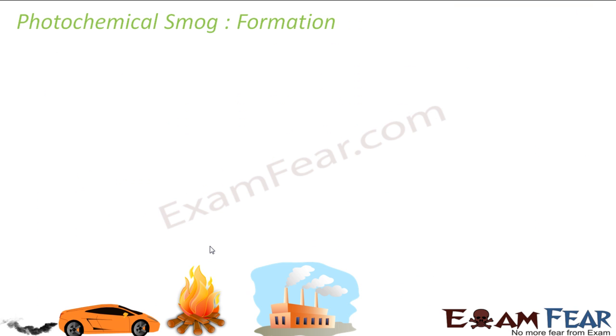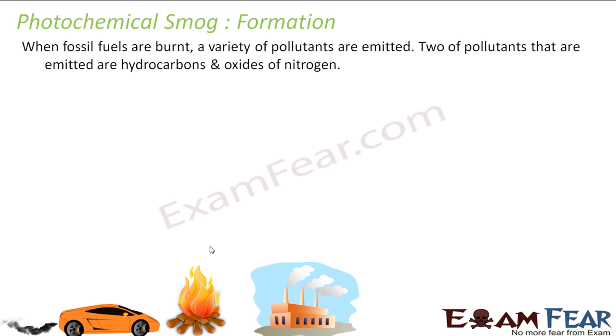Let's understand the formation of photochemical smog, why it is formed. So when the fossil fuels are burned, you get a variety of pollutants. The major ones are hydrocarbons and oxides of nitrogen. Sulfur also, but here since we're talking about photochemical smog, we'll talk about oxides of nitrogen and hydrocarbon.